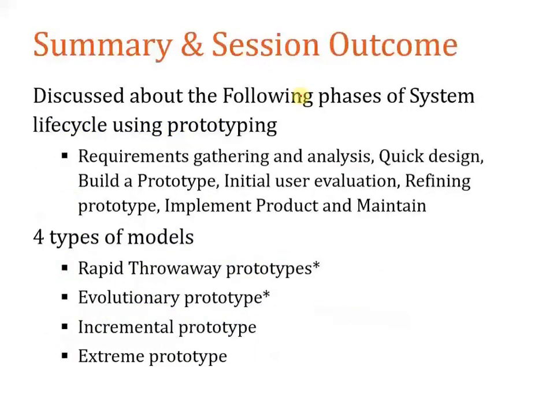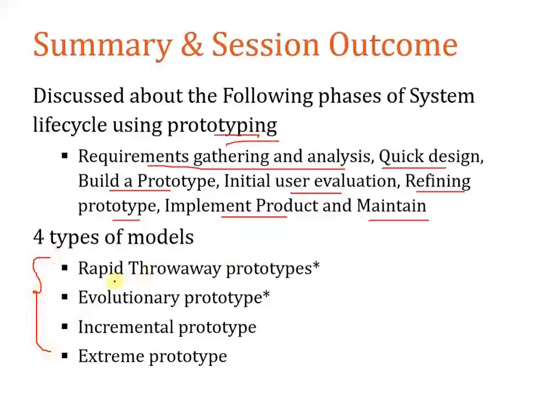So by this we come to the end of this video session. Here we have discussed the prototyping model where we have 6 different phases, starting with requirement gathering, quick design, building a prototype, evaluation, and then followed by refining the prototype. So once everything is fine, we'll go for implementing the product and then maintenance. So the arrangement of such a prototyping based model is done in 4 different models. One is called as rapid throwaway, evolutionary, incremental, and extreme prototyping.